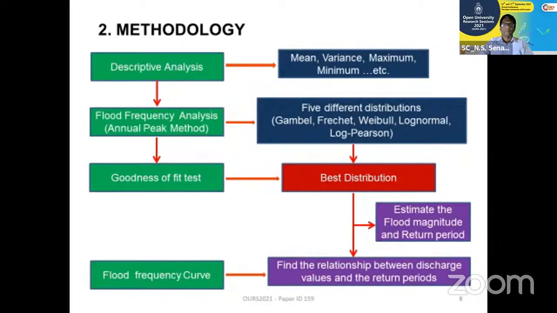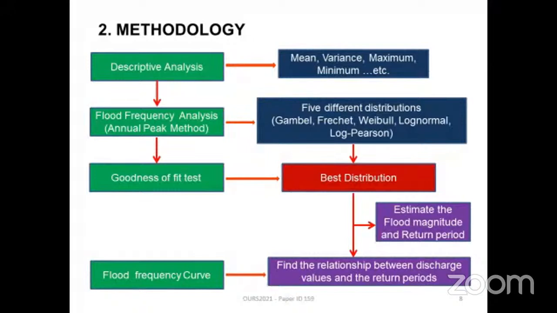From the goodness of fit test, the most appropriate distribution that follows the annual peak discharge data was identified. After that, the best chosen distribution was used to estimate the flood magnitude and the return period. Further, the flood frequency curve is also used to find the relationship between discharge values and the return period graphically.